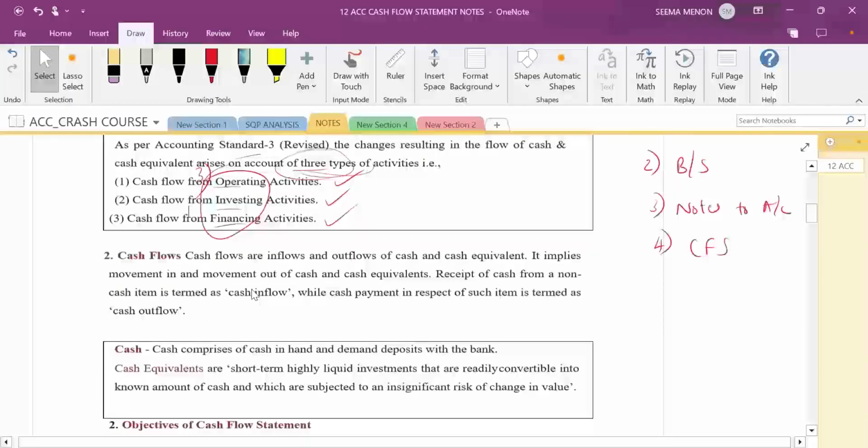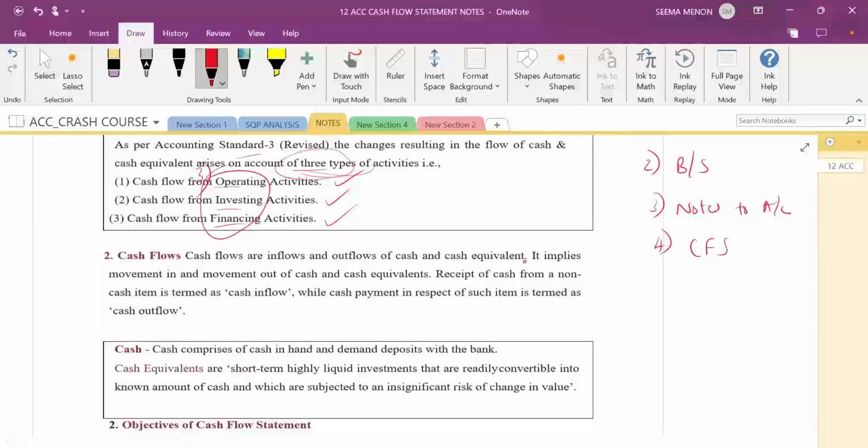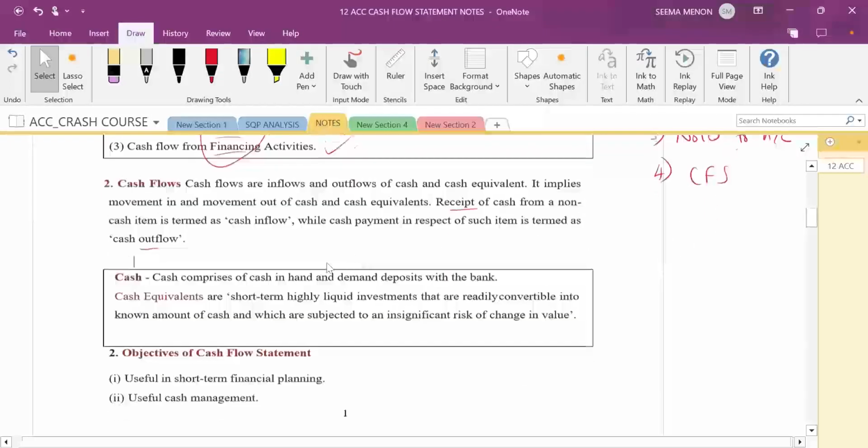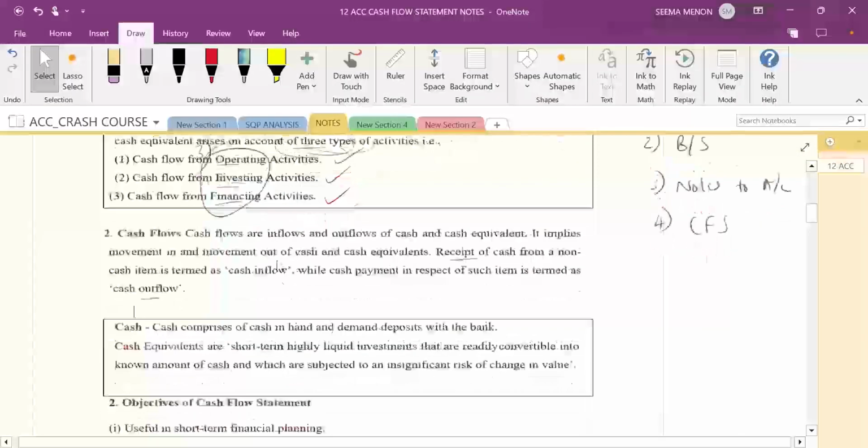Now, moving ahead, cash flow means normally inflow and outflow. The inflow means receipts, all the income, whatever we get, whether it is cash receipt, and this receipt can be revenue receipt or capital receipt, whatever it may be. And outflow means all types of expenses, that means payment. So what comes in, that is inflow. What goes out, that is outflow.